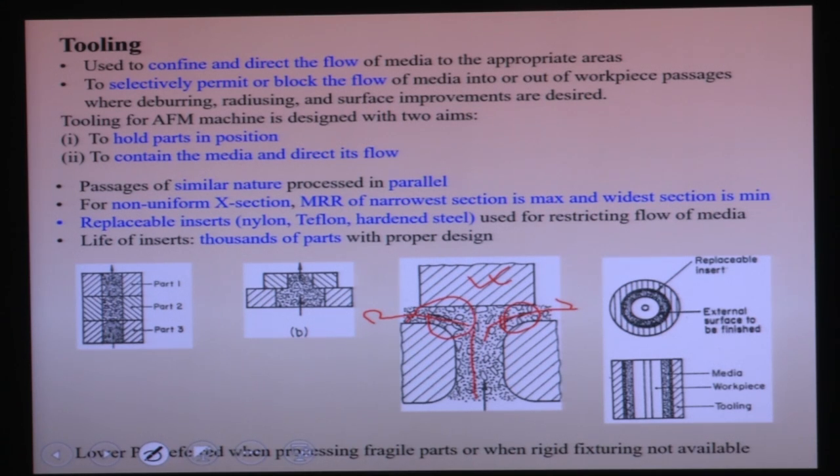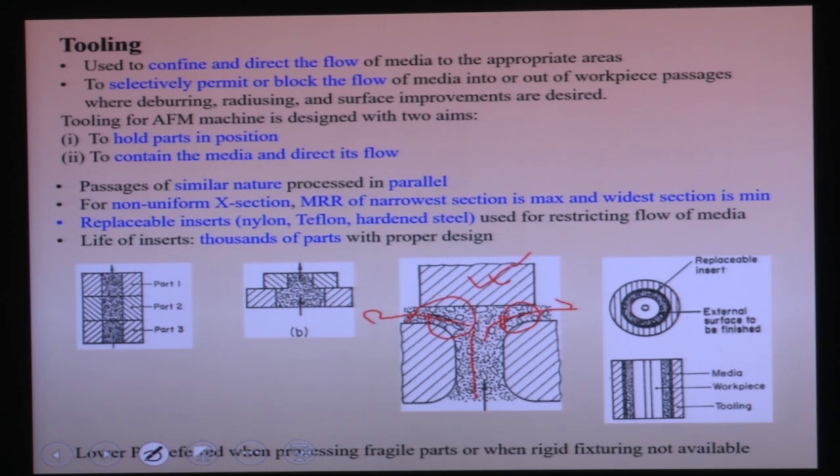Tooling for AFM machine is designed with two ends to hold the parts in position and to contain the media and direct its flow. So, tooling is done to contain the media and to direct its flow. So, here is one of the tooling. This is used to direct the flow of the media.